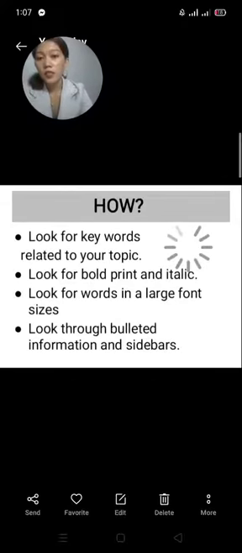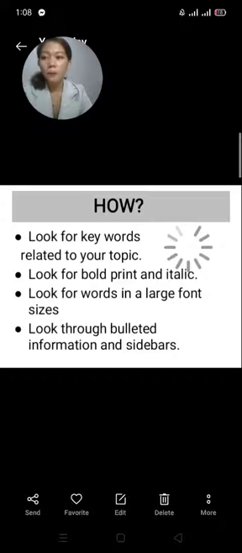And this is it. How will you do the scanning strategy? Look for keywords related to your topic. Of course, when you answer the question who, you are looking for the person because it's who. And next, look for bold print and italics. Look for words in large font sizes and look through bulleted information and sidebars.